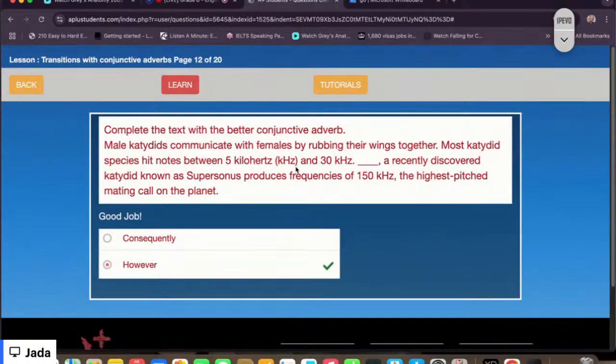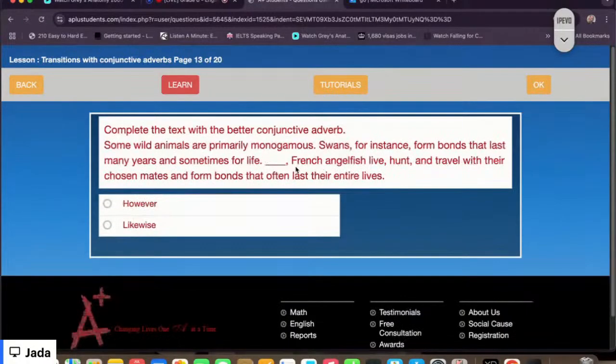Okay, we have however, recently discovered. Okay, so some wild animals are primarily monogamous. Swans, for instance, form bonds that last many years and sometimes for life. Dash, French angelfish leave home and travel with their chosen mates and form bonds that often last their entire lives. However, or likewise.